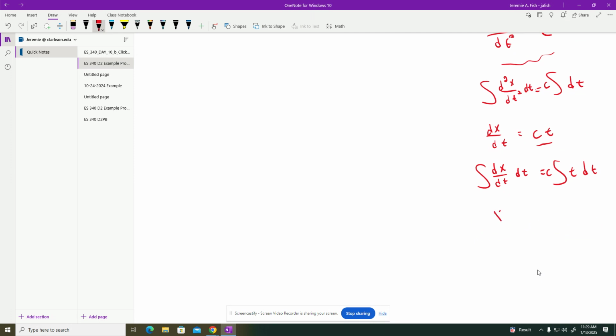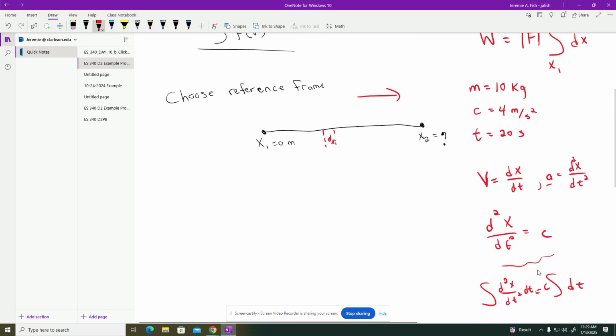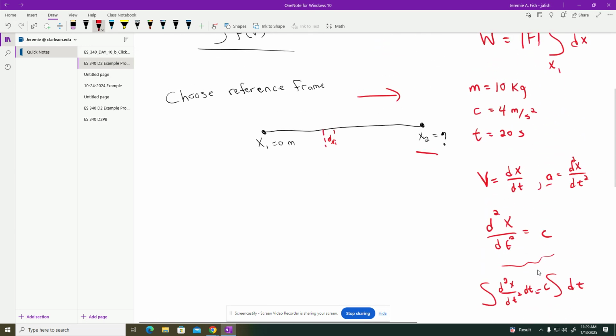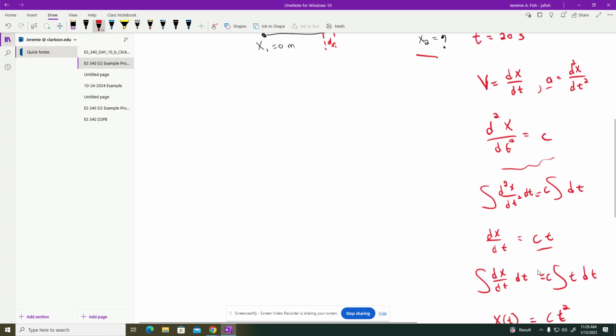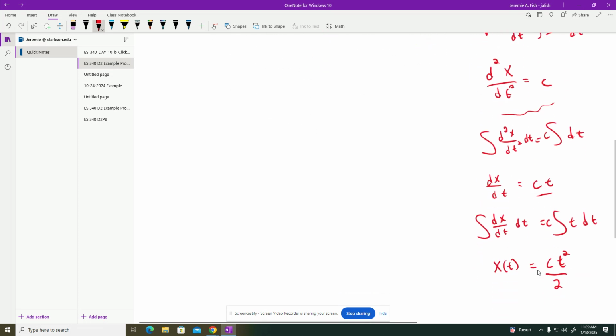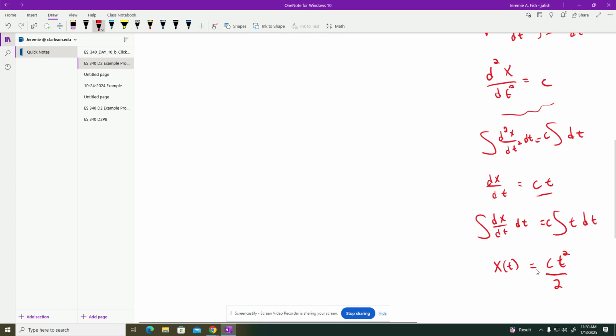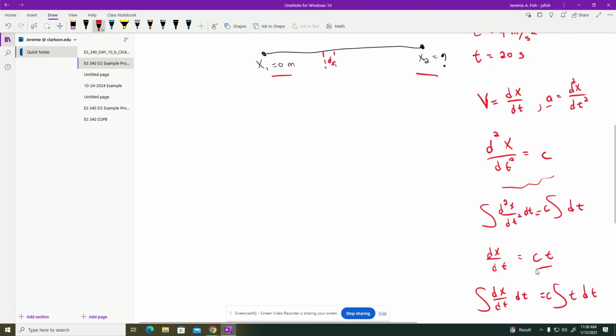And what I'm going to find is that x of t here is going to be equal to c t squared over 2. So that will actually give me my second part, my x of t. By choosing this reference frame, this made everything very convenient. I should have added in a constant here, but the constant actually is going to go away because of how I chose my reference frame. There should have been a plus c over here because I wasn't going from x1 to x2.